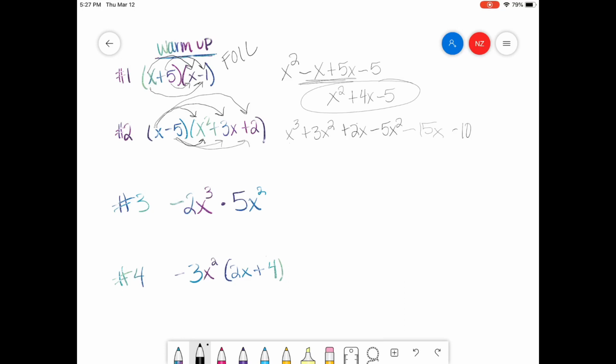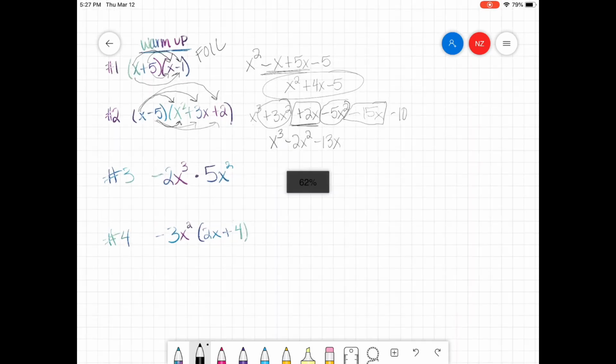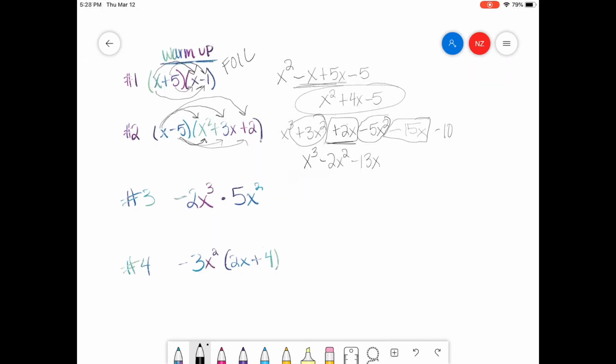X cubed looks like the highest degree. Then I have the 3x squared and the negative 5x squared, which are like terms, and my 2x and negative 15x, which are like terms as well. When I write my final answer, I would get x cubed minus 2x squared minus 13x, and then minus 10 as my final answer.